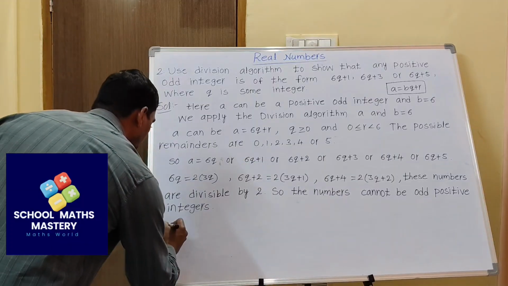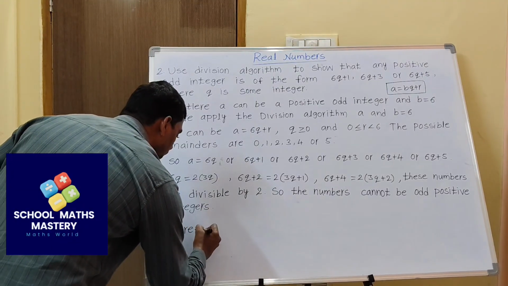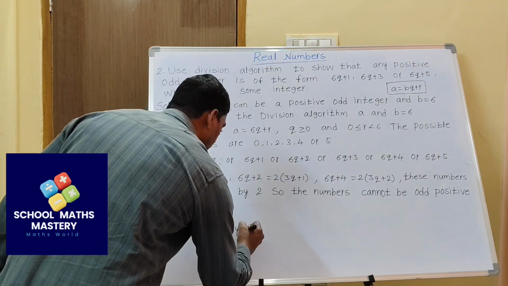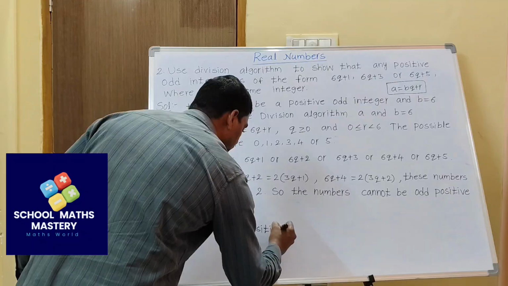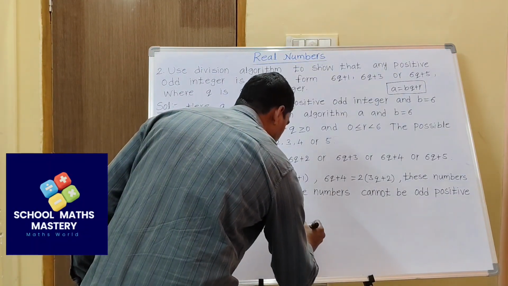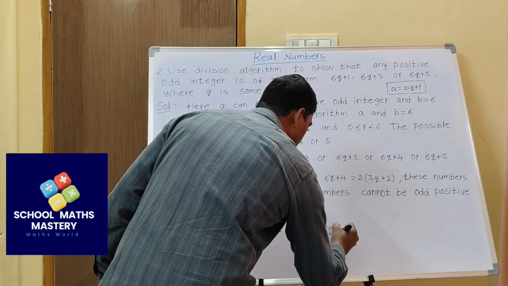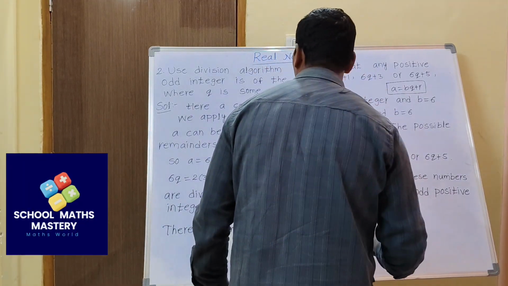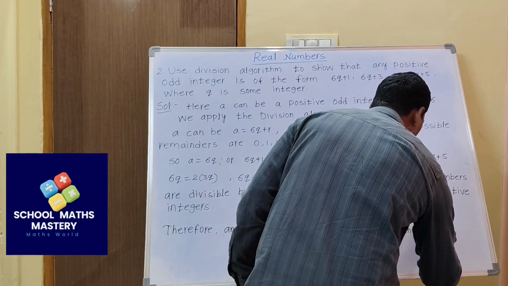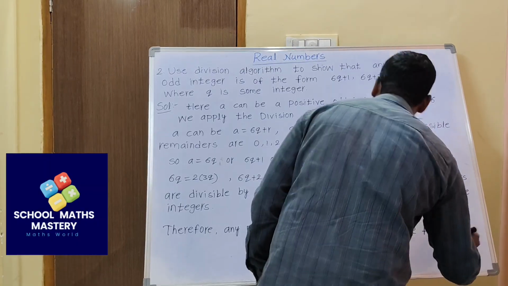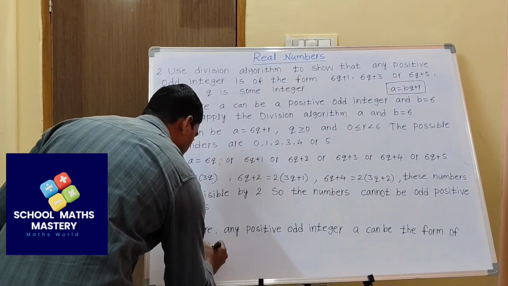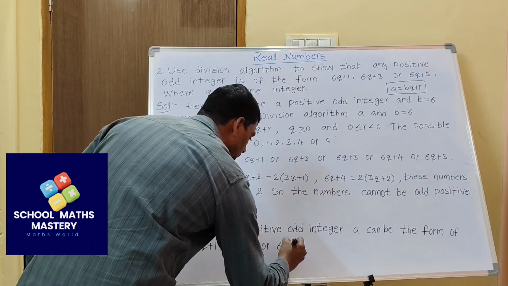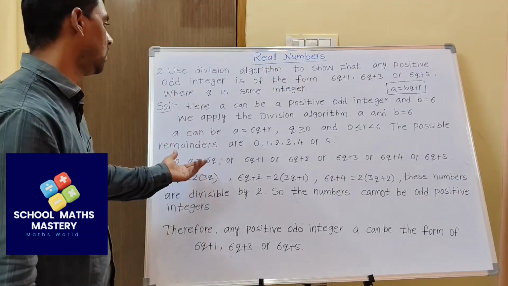So therefore any positive odd integer a can be of the form 6q plus 1, 6q plus 3 or 6q plus 5. Okay. This is completed. This is solved.